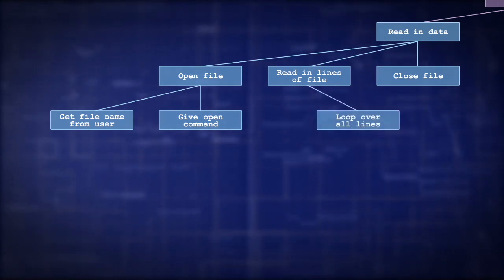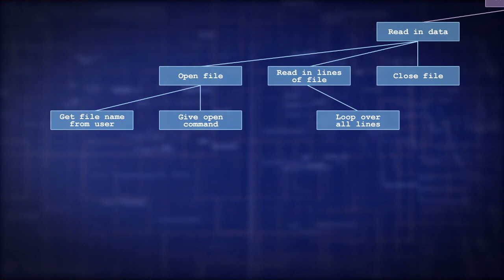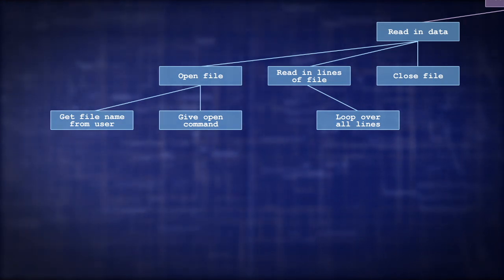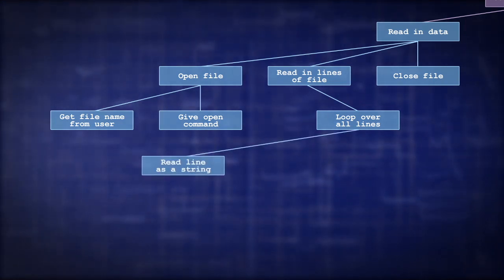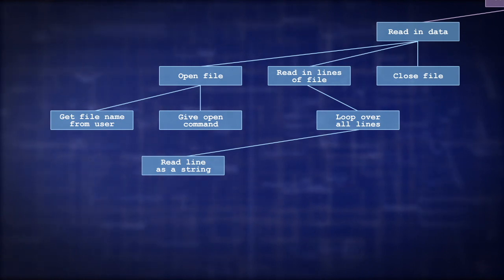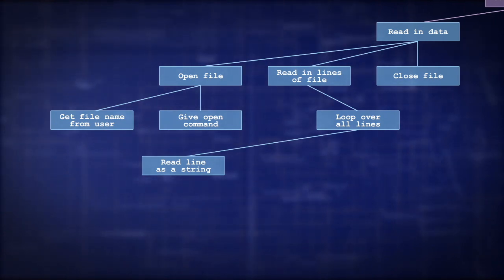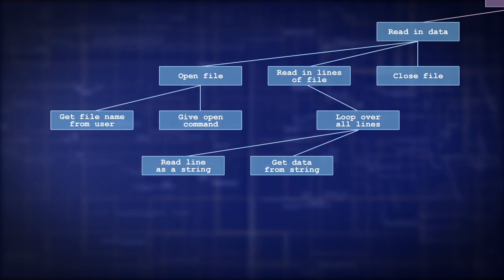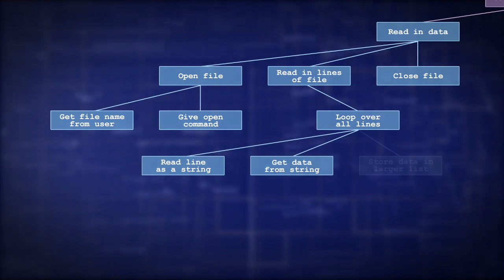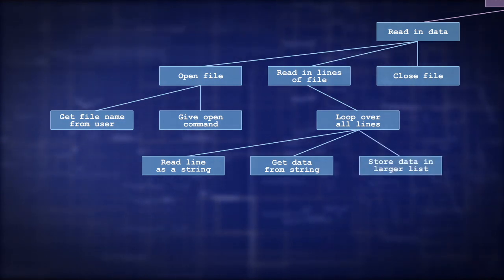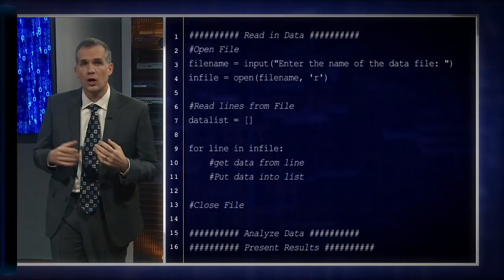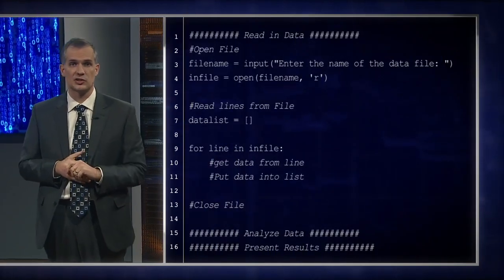We'll be reading in line after line, doing basically the same thing. So this is going to mean looping through all the lines of the file. For each of those lines, we need to read in the line as a string. Remember that our input comes in as a string. Then, we need to pull out the individual pieces of data from the string, and finally store them in a list that we can access later.